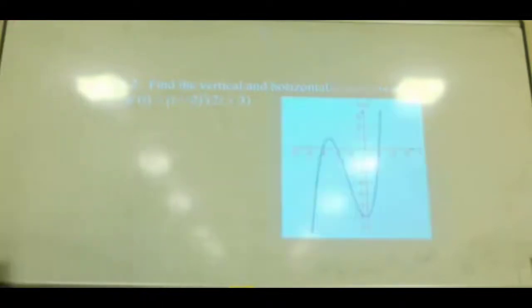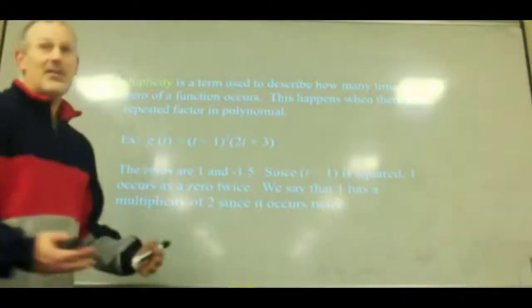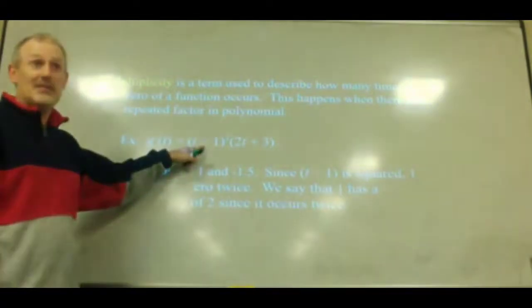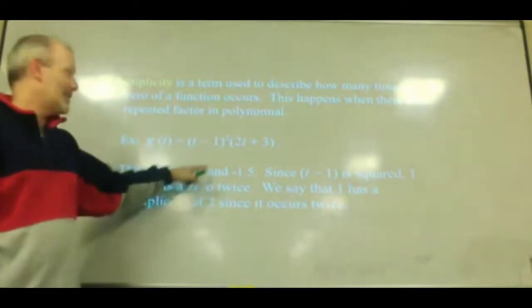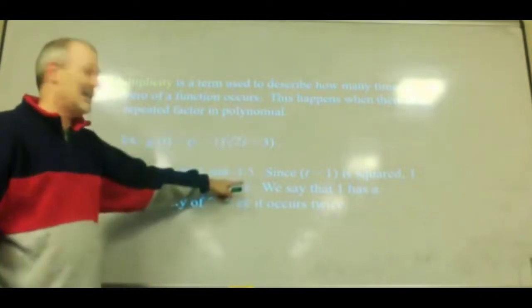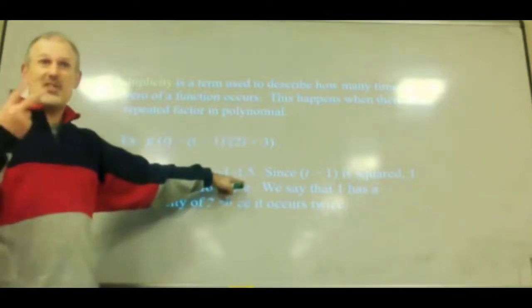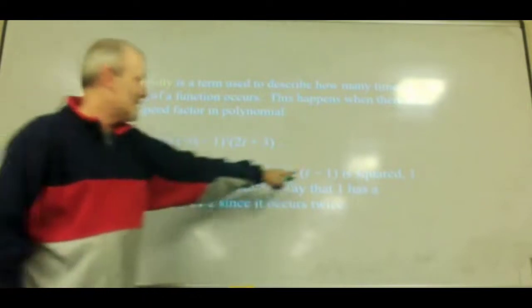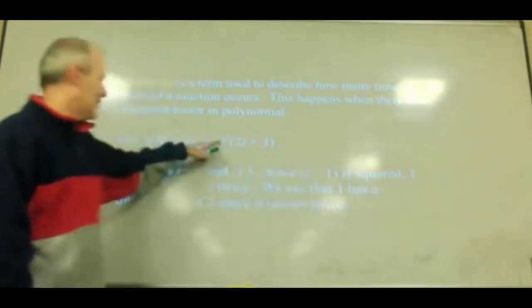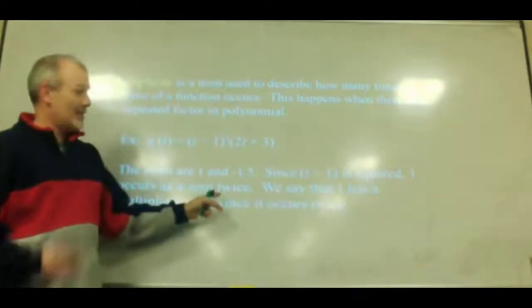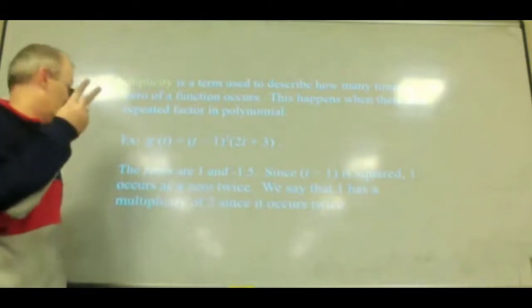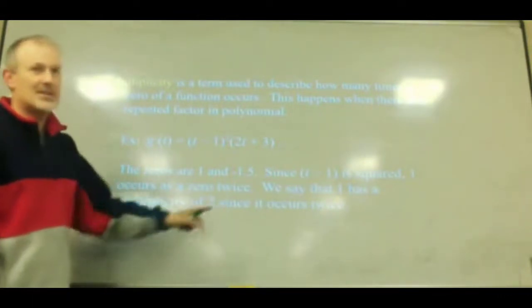Okay? So as we go on, I've got a very similar example here. The zeros of this function, if we found them, we would set this equal to 0, right? And if you solve t minus 1 equals 0, you get t equals 1. And then this is the exact same one that we just did, and we got negative 1.5. So those are the zeros. We've got 2 of them. But since this factor is here twice, it's squared, we would say 1 occurs as a zero twice, and so it has a multiplicity of 2.